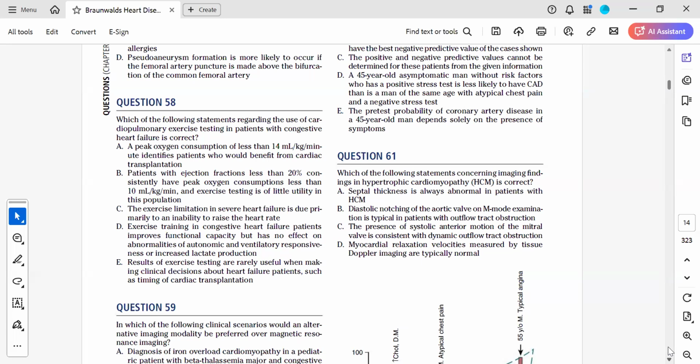And the exercise limitation in patients with congestive heart failure is correlated most strongly with alterations in skeletal muscle metabolism, then abnormalities in autonomic and ventilatory responsiveness, and increased lactate production, particularly when there is a ventilation perfusion problem. So the muscles, instead of using aerobic metabolism, convert to anaerobic, thereby leading to lactate production. So we'll go back to the question.